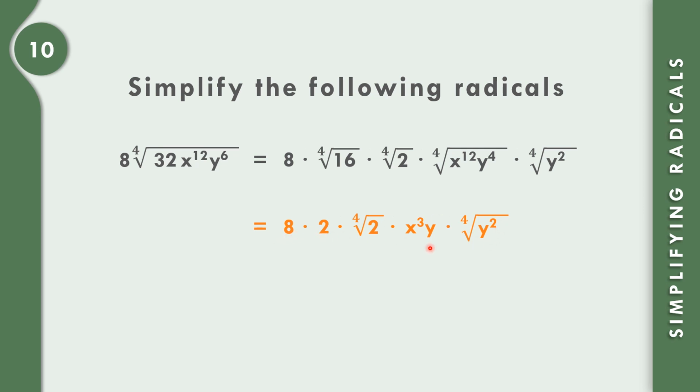Multiply outside the radical sign. So 8 times 2, the answer is equal to 16. And then copy x cubed y. How about the fourth root? So what could be the value of the radicand? 2 times y squared, that is 2y squared. So the final answer is 16x cubed y, fourth root of 2y squared.